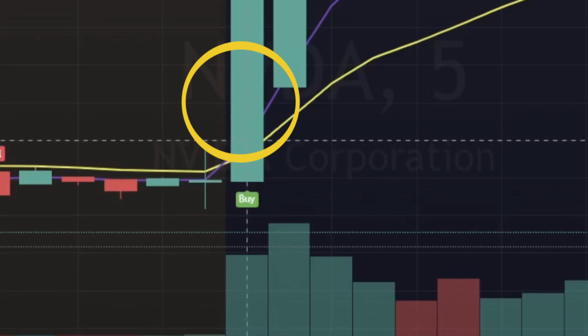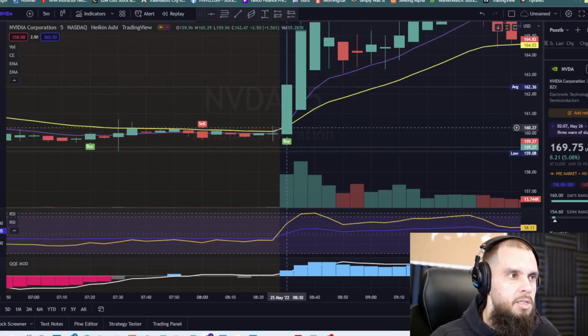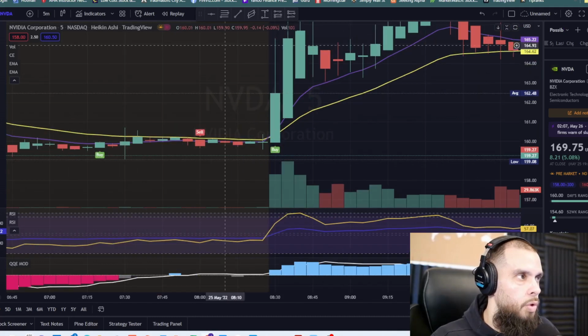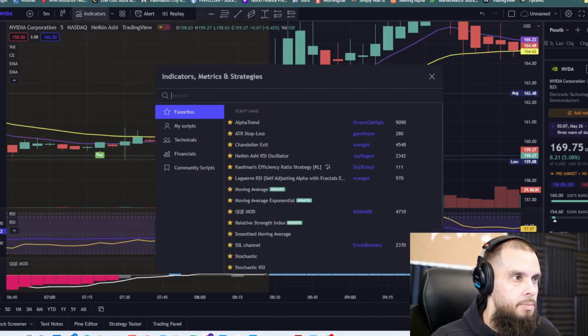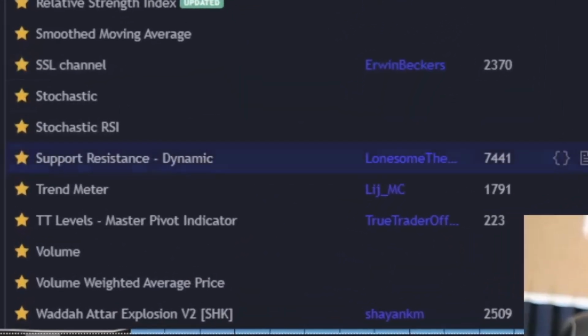So we jump in here at 160. Stop loss is below this bar here, so 159. We're going to set here one more indicator, and this indicator is support and resistance. It automatically sets support and resistance lines for you.